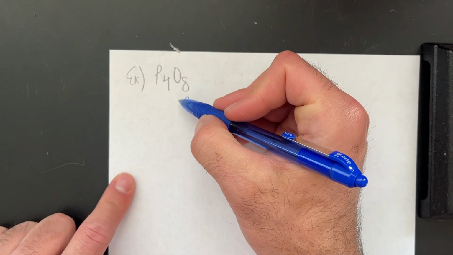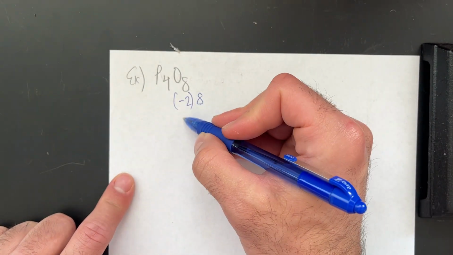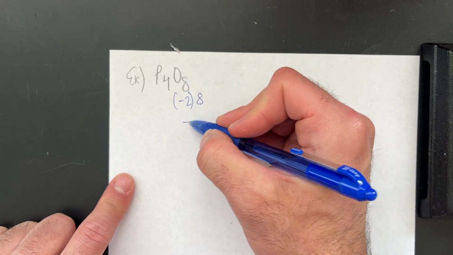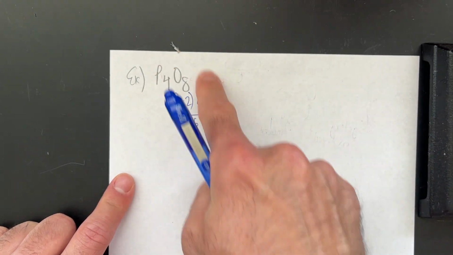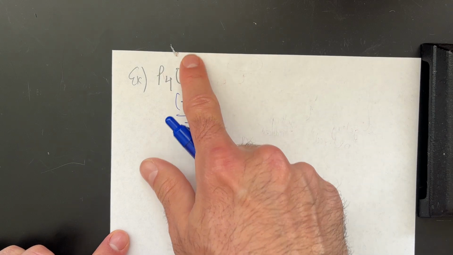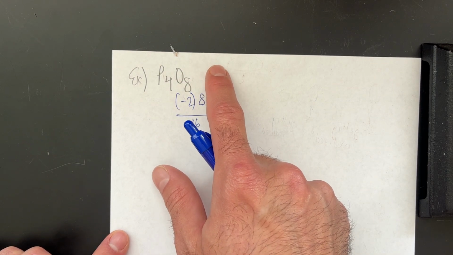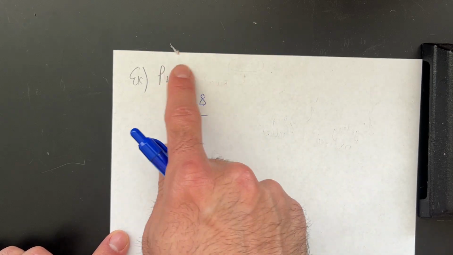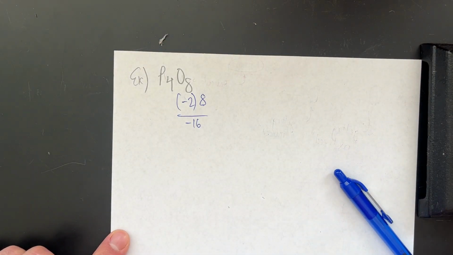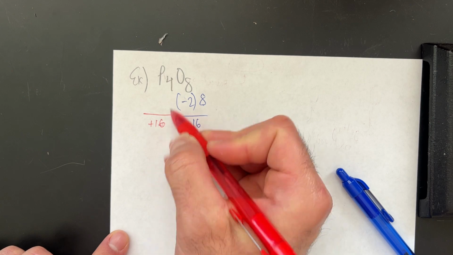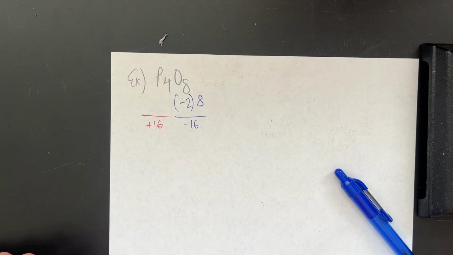Do note, though, that there are 8 of them, and so overall, this oxygen here is kind of making like -16 charge. Now, overall, this has 0 charge, right? We're not seeing any -1, -2, or +1 or +2 here, right? And so overall, this must be equal to 0. And so here, we must have +16 from the P4.